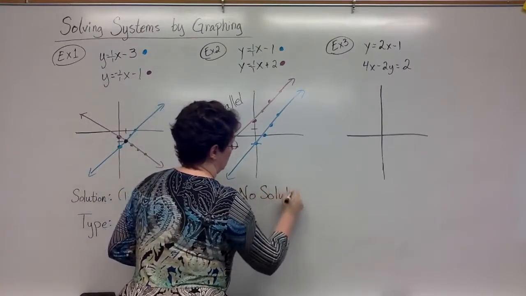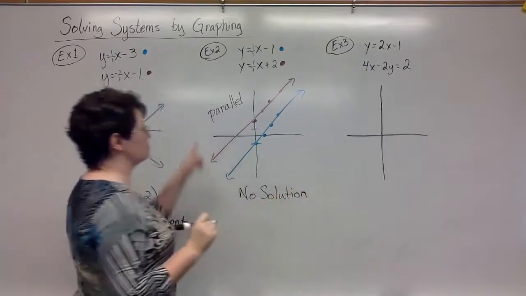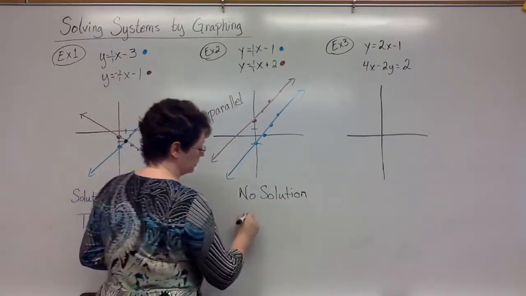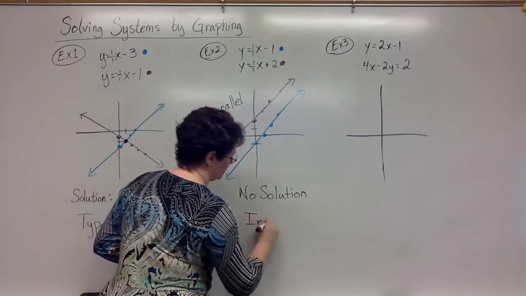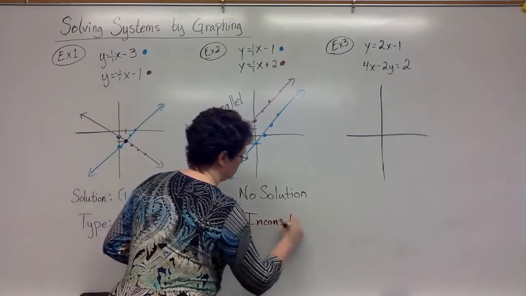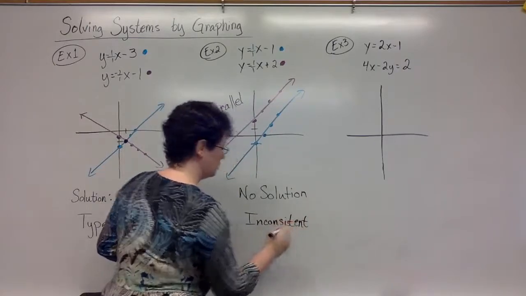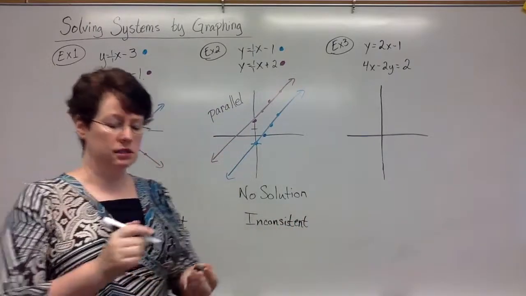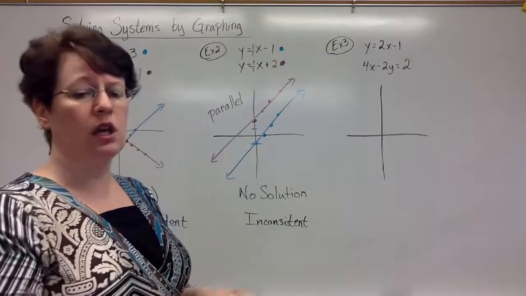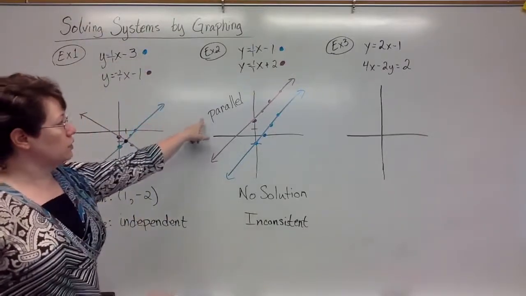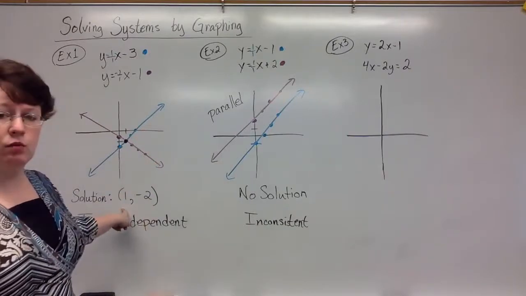Okay? If they never cross, it's a no solution. They're parallel lines. That means the type is inconsistent. I have an inconsistent system. An inconsistent system has no solution. Now, most of the time we don't refer to the types. Most of the time we refer to what the graph looks like and what the solution is.